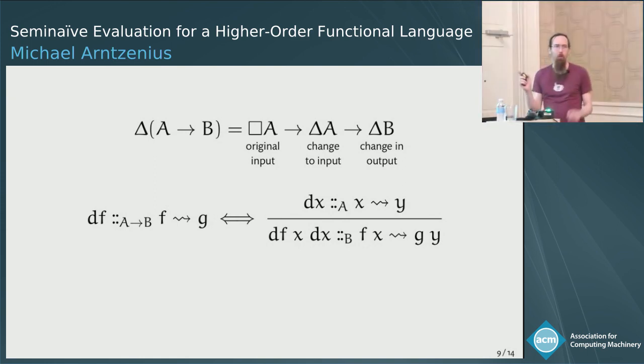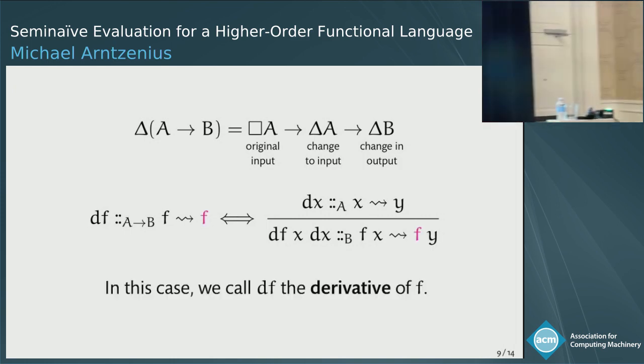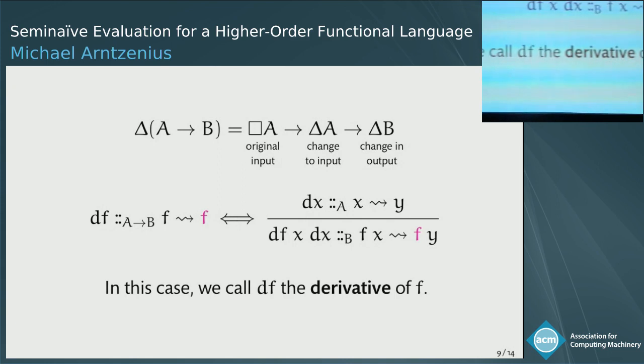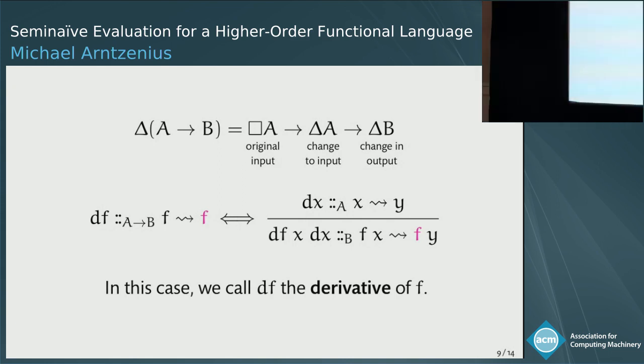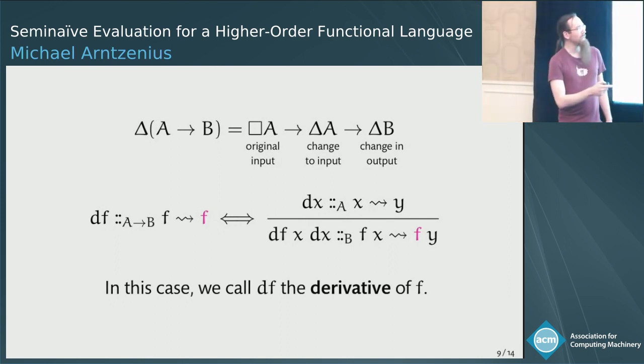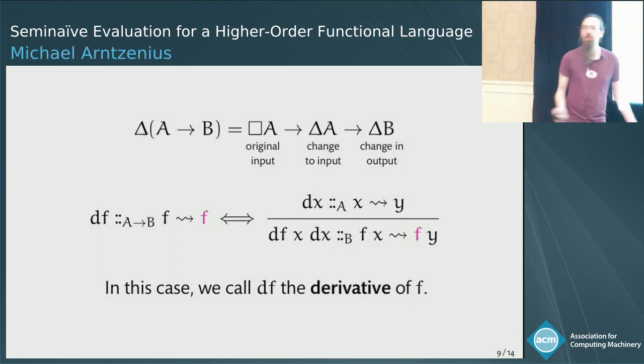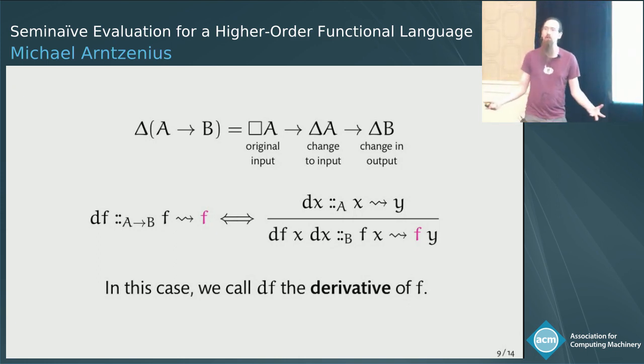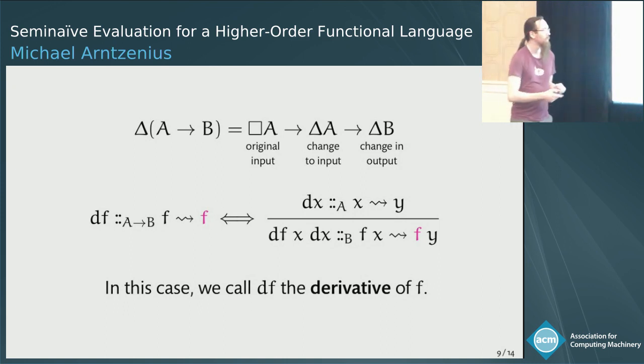Now, I want to look at an interesting, or perhaps boring, special case of this. What if df turns f into itself? This is a little strange. This is a non-change. This is when f isn't changing. But even though f isn't changing, the argument can still change. And what df is telling us is how does f's output change as its input changes? And this should sound a little familiar. This is exactly what we needed for our Seminaive evaluation. We wanted to know how does the step function change over time as we iterate it. And in this case, we're going to call df the derivative of f, because it tells us how f changes.